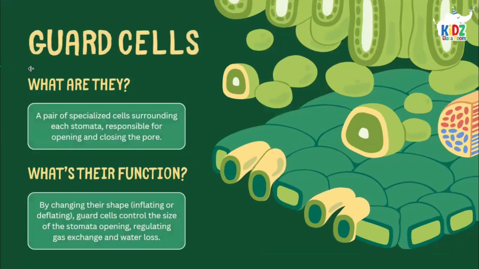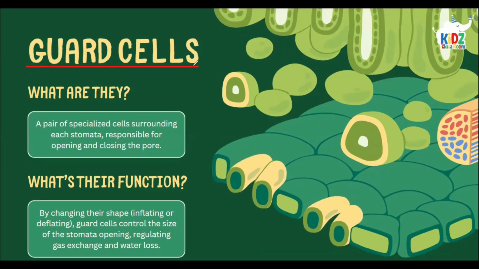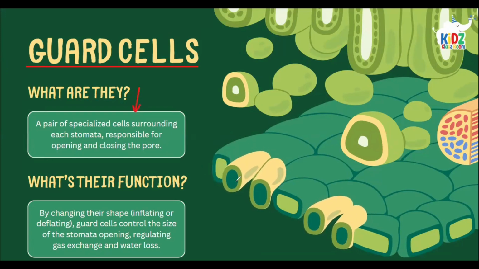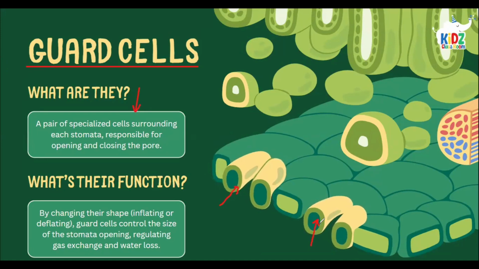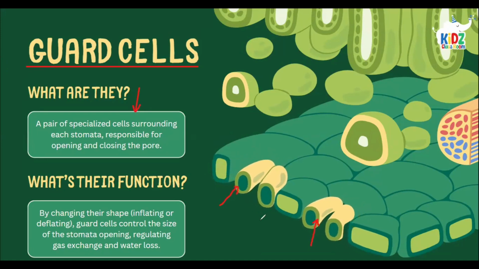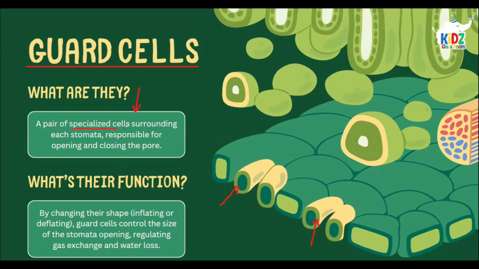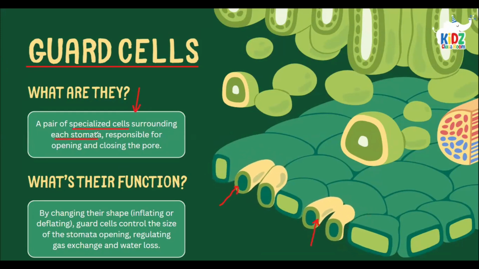Okay, so now we have guard cells. And what are guard cells? These are the guard cells. And what are they? Guard cells are specialized cells. So guard cells are specialized cells surrounding each stomata.